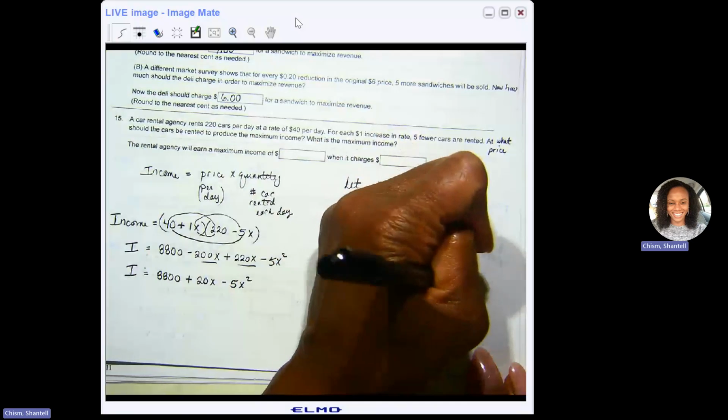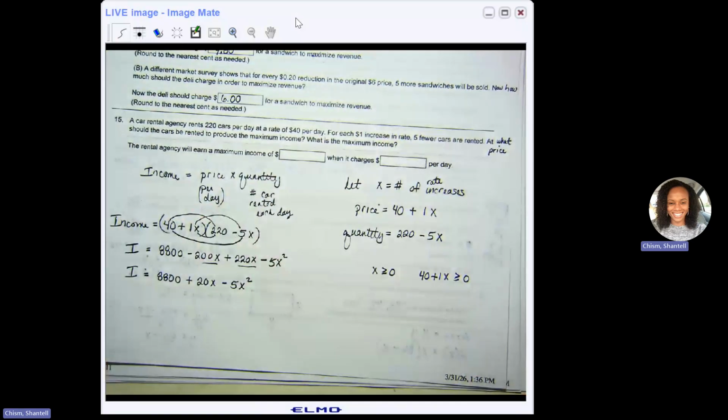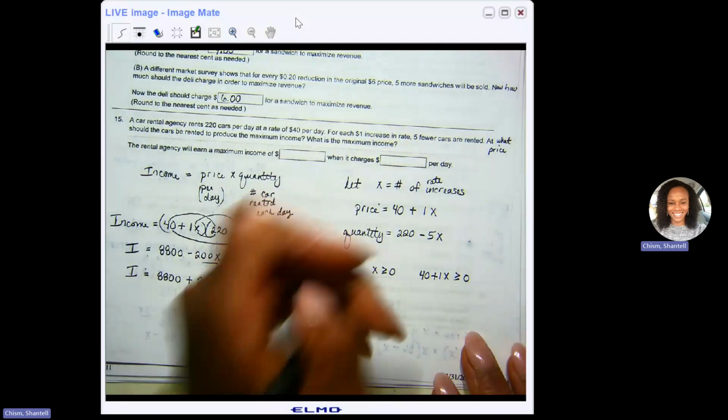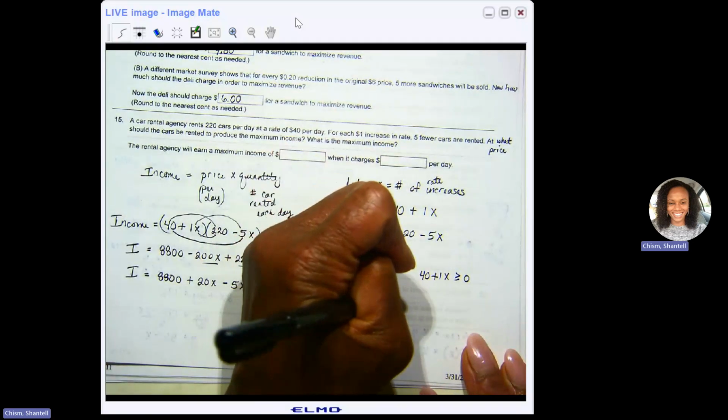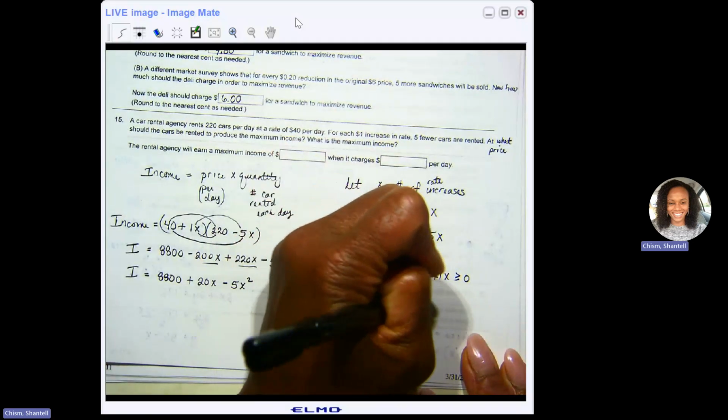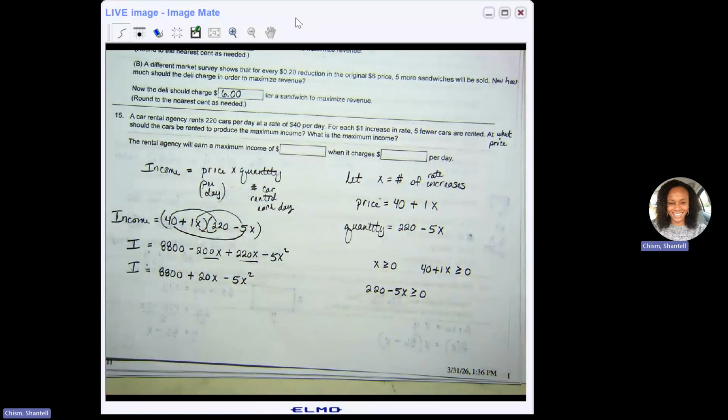So it must be greater than or equal to 0. And then also, even technically, the quantity equation must be non-negative. So 220 minus 5x must be non-negative. So I'm going to solve each of these and see what I'm given.